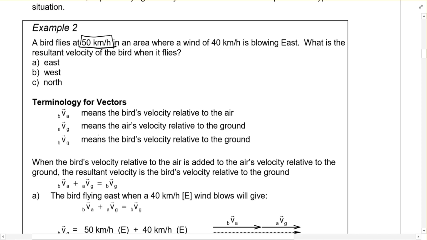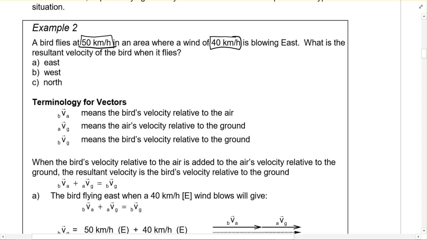The second one here says AVG. That means the air's velocity relative to the ground. That's just the speed of the wind, right? It's saying how fast the wind is going relative to the ground, which is not moving. The last one says BVG, which means the bird's velocity relative to the ground.